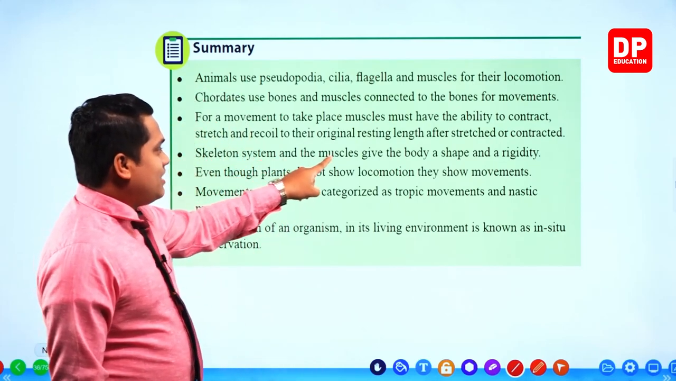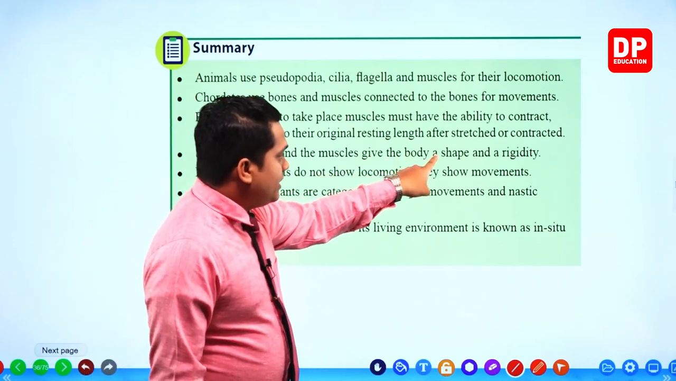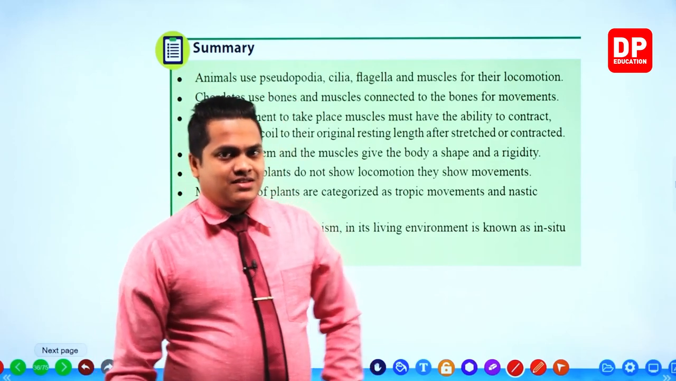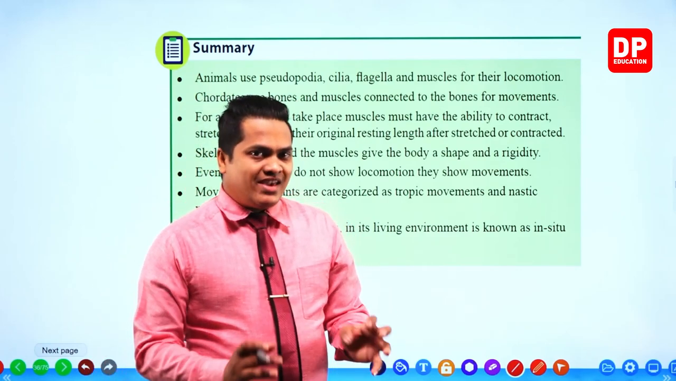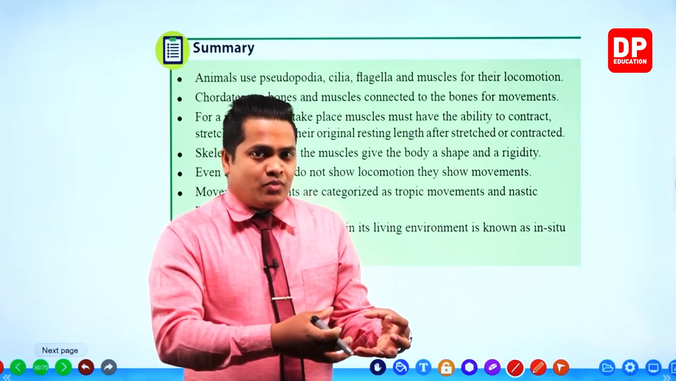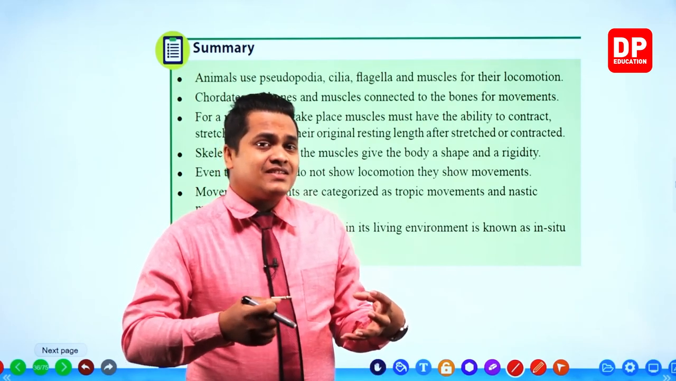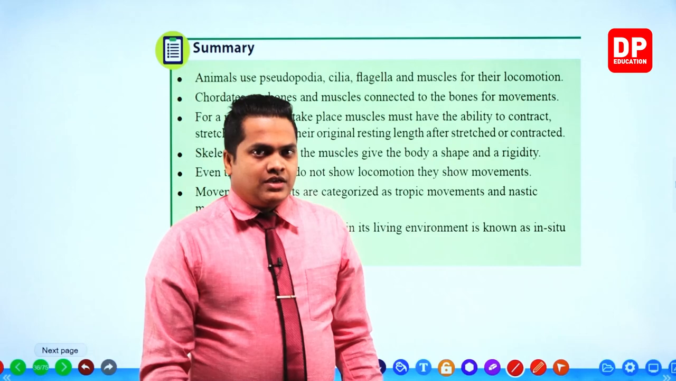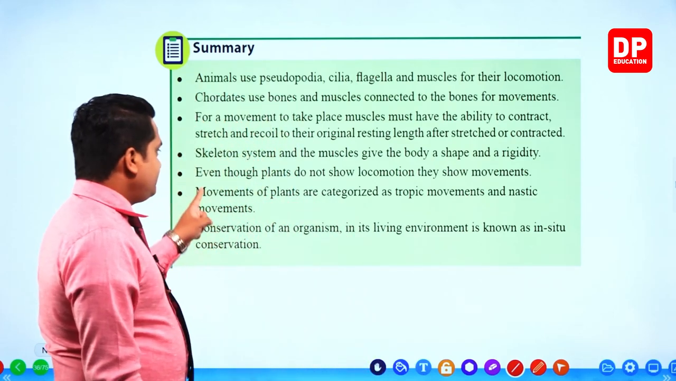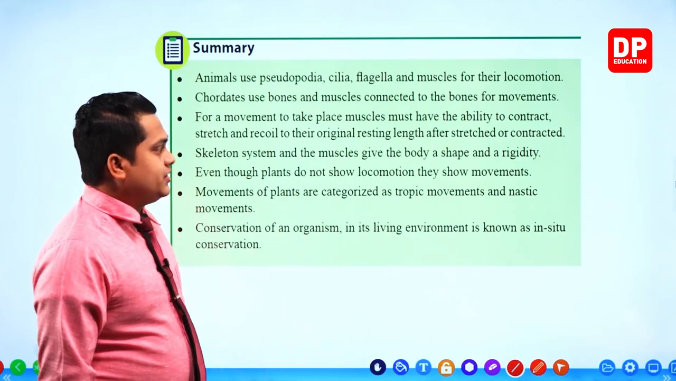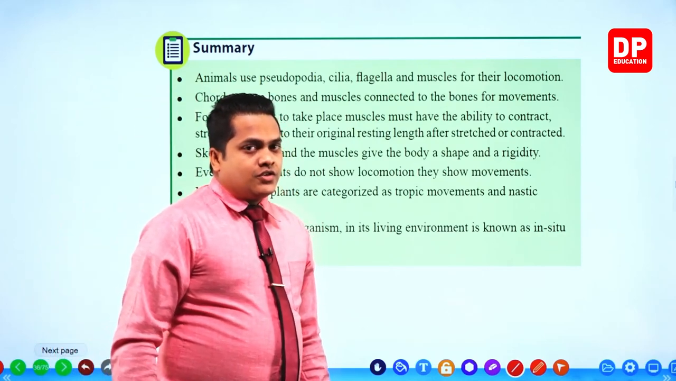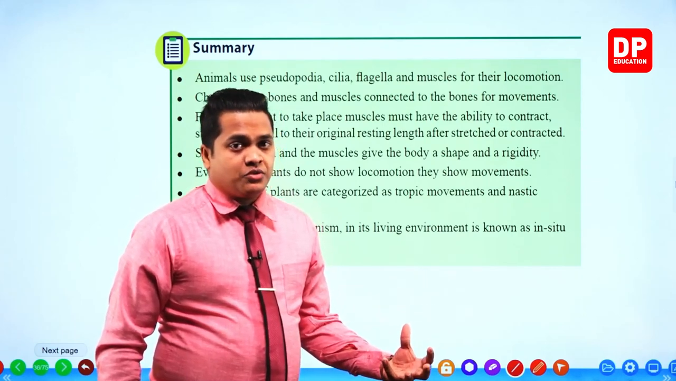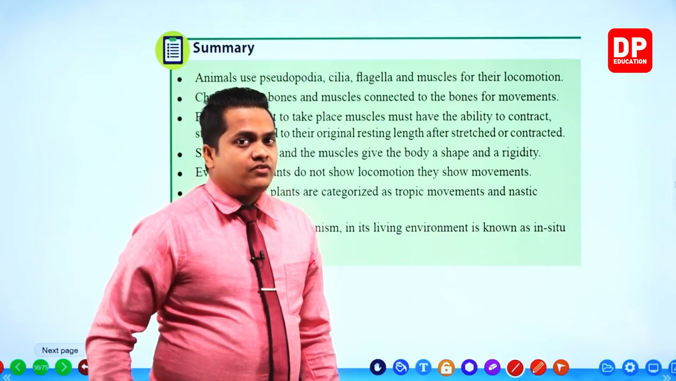The skeletal system and the muscles give the body a shape and rigidity. So, the skeletal system and the muscles contained within the body give rigidity and mechanical support to the body. That's how we stand like this. Okay. Then, even though plants do not show locomotion, they show different movements. So we discussed that even though plants do not show locomotion, plants can show different kinds of movements.